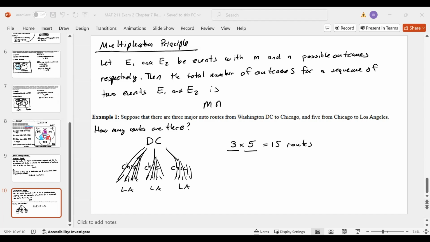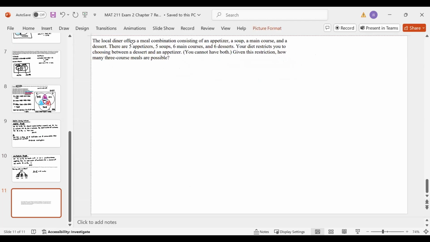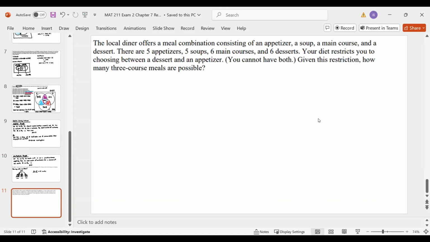So then you can make these a little bit more challenging because I can start adding restrictions to you, okay? So, for example, in this problem on the review, we say, okay, you're going to eat a meal consisting of an appetizer, a soup, a main course, and a dessert. There are 5 appetizers, 5 soups, 6 main courses, and 6 desserts.